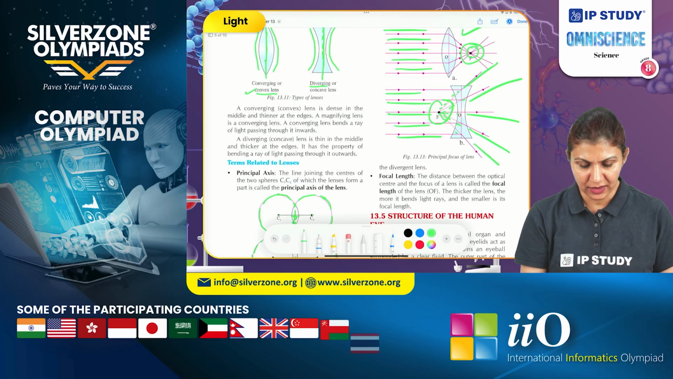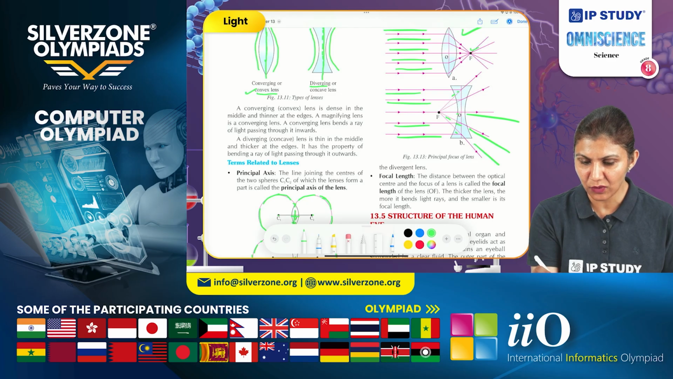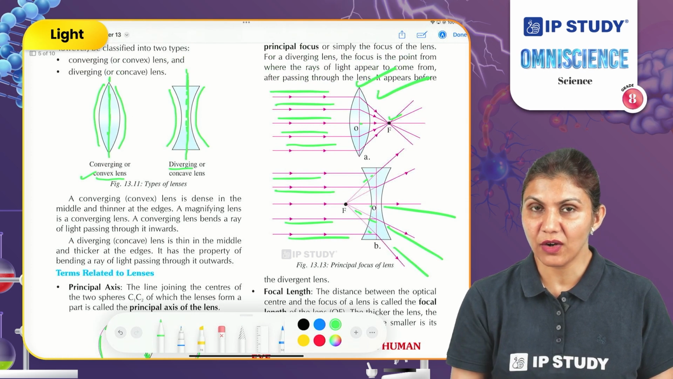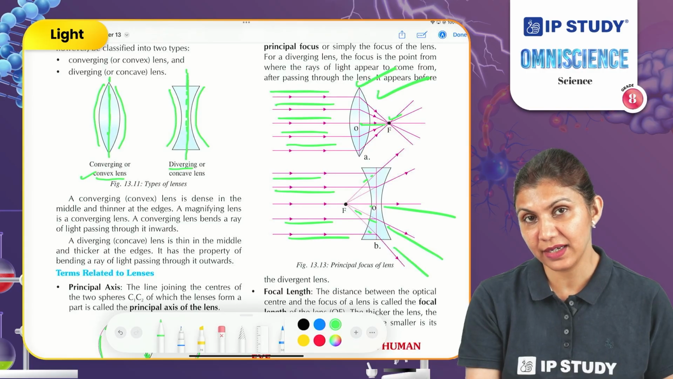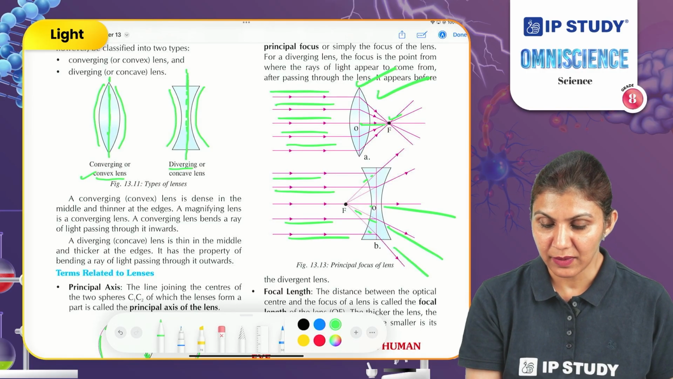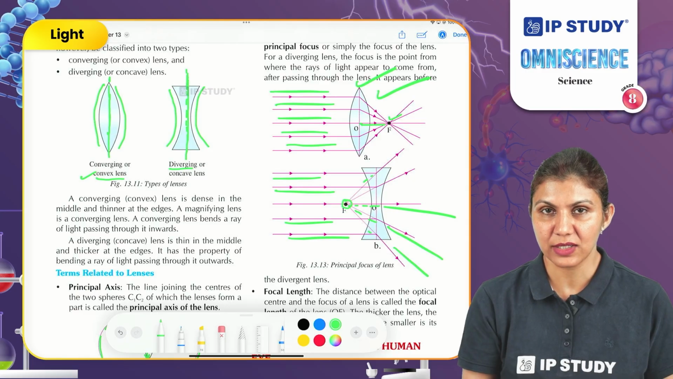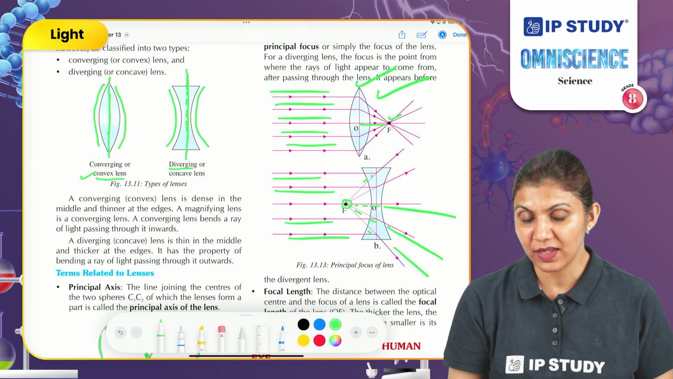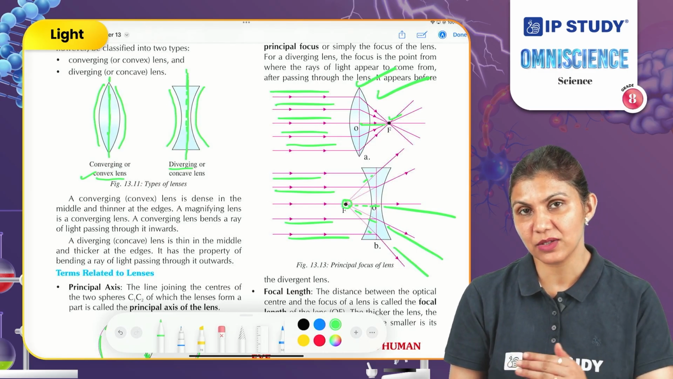Focal length. What is focal length? If you notice the distance between the focus and the optical center, this is called the focal length. In the case of a convex lens, we have a real focal point which is behind the lens, on the other side of the lens. But in the case of a concave lens, we have an imaginary meeting point, so it is before the lens. So the focal length is before the lens in the case of a concave lens when we try to meet these light rays after passing through the lens.